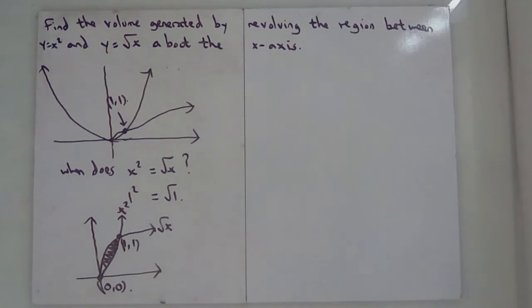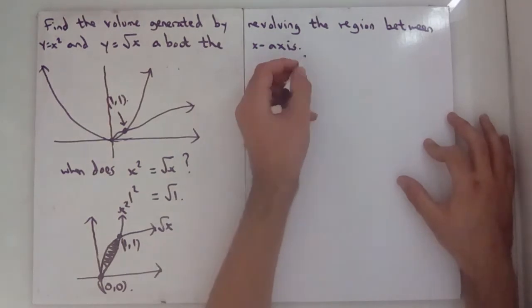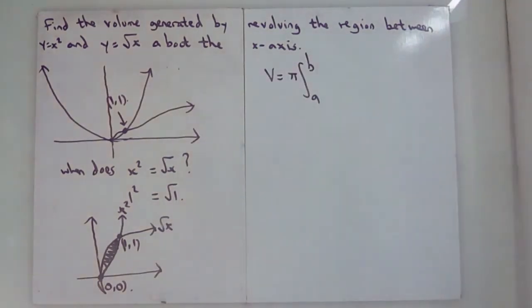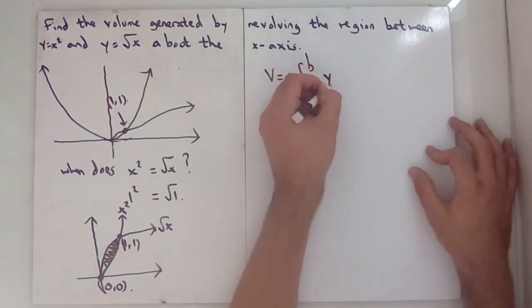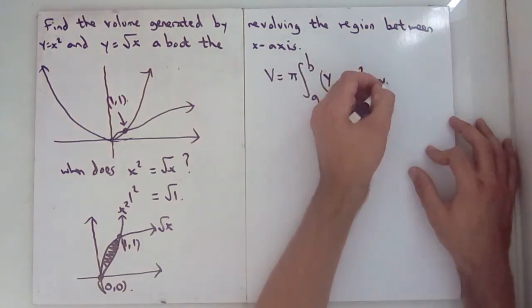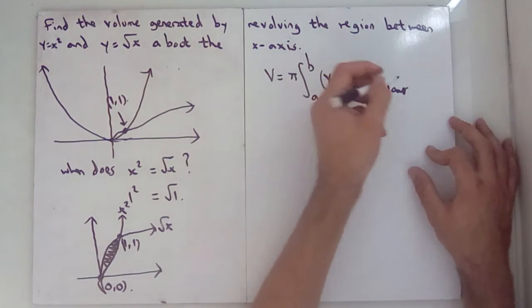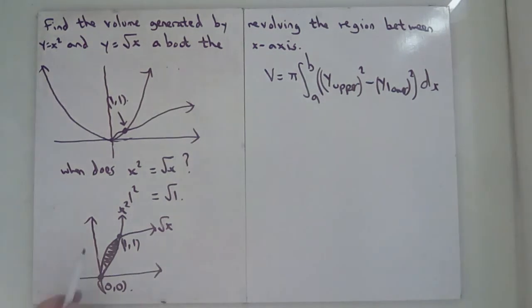So the formula's slightly different. The volume equals pi times the integral between b and a. B and a in this case are going to be the two intersection points, of y upper squared minus y lower squared dx, just like that. Thankfully you can see that through the whole of this region, the x squared function is returning higher y values, so that's our y upper for this whole thing.